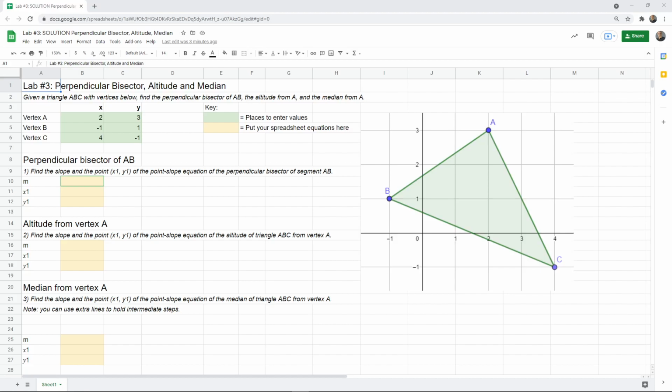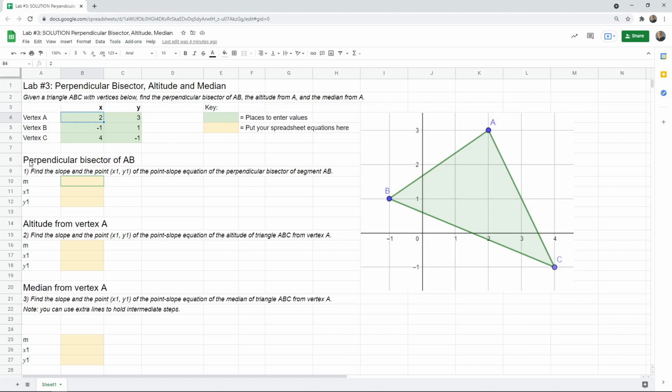Welcome to lab number 3, where you're going to find the equation of a perpendicular bisector, an altitude, and a median of a triangle. In this spreadsheet, once again, the green places are places to type in values. In this case, these are the vertices of a triangle. This triangle on the right is just a picture, so it's not going to be updated if you change these numbers. The reason I have this is just so you can kind of picture what's going on.